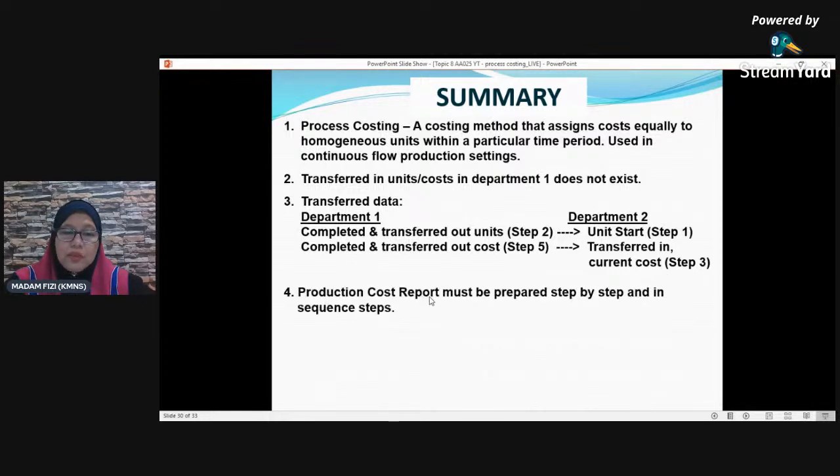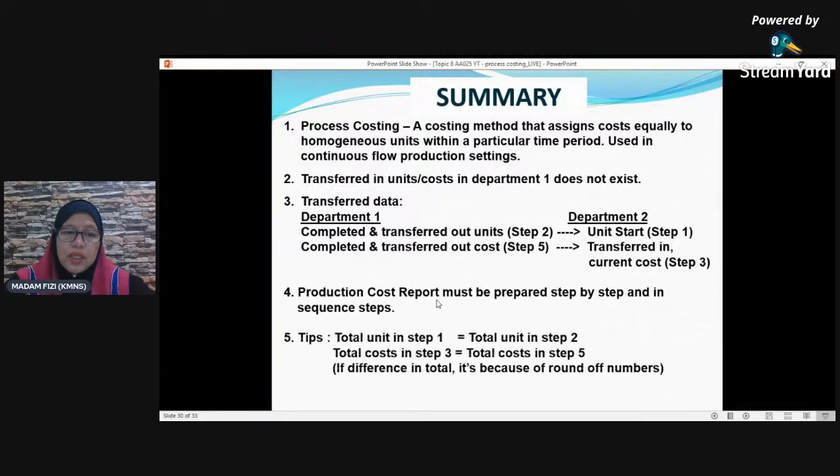Okay, production cost report must be prepared step by step and in sequence step. Okay, ini adalah satu tips. Awak kena buat dia step by step in sequence step. Kalau tidak nanti huru-hara sikit awak nak buat the production cost report. Okay, and then tips untuk production cost report kita ada 5 steps. So total unit in step 1 equals to total unit in step 2. Kena ingat. And total cost in step 3 equals to total cost in step 5.